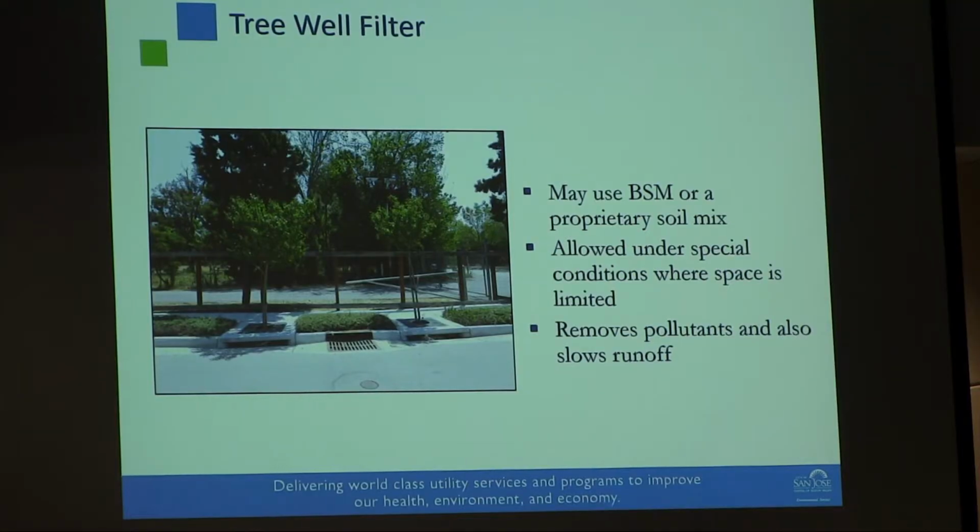Here's an example of 2 tree well filters side by side, with a catch basin in the middle so they can handle really high flows during heavy rains.